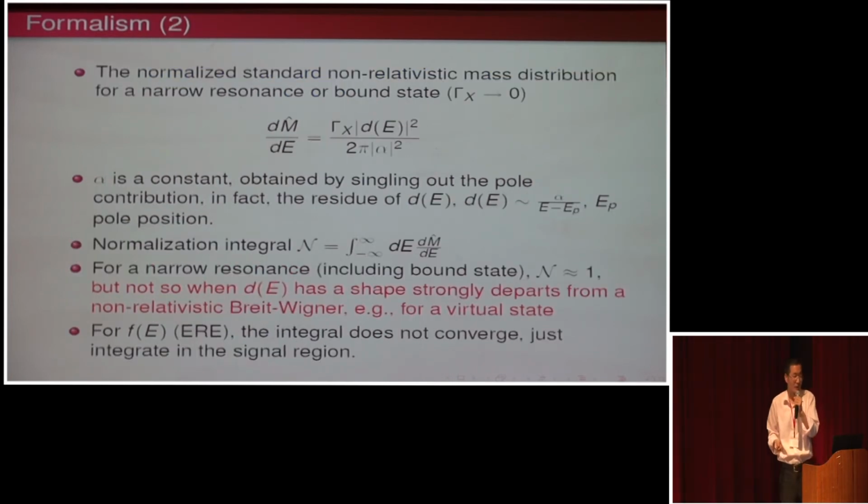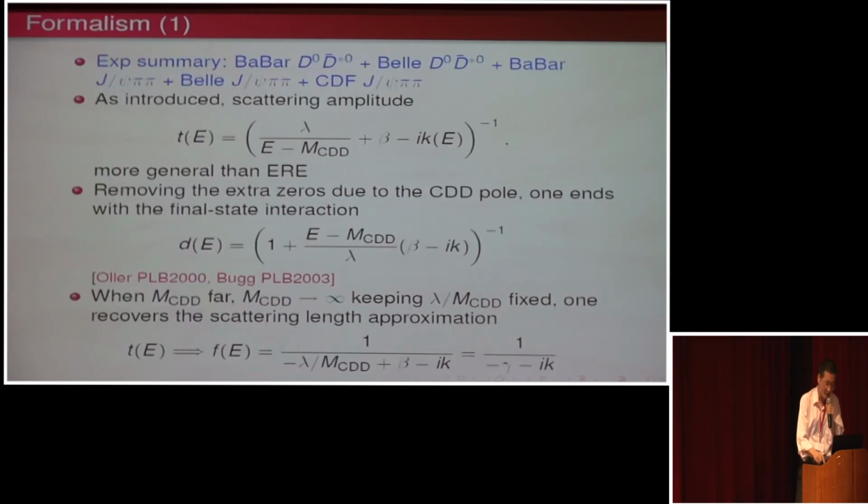Now we define a spectral function, defined in this way. Alpha is the residue of the D function, and gamma_X is a very small width of the pole position. You will find the right side is just Breit-Wigner-like. So if it is a narrow resonance or a bound state, the integral is very close to 1. Otherwise, it's not. For example, if the shape is not a Breit-Wigner, like a virtual state, you will not have this constraint or relation. And for the ERE, the integral does not converge unless you cut it off. Here, you will find it's 1 over k.